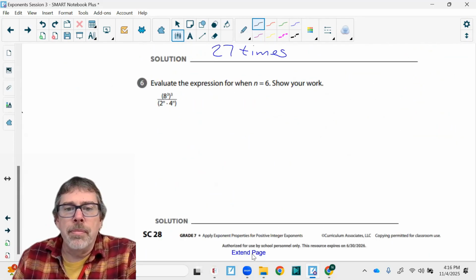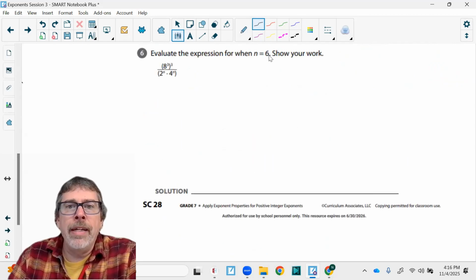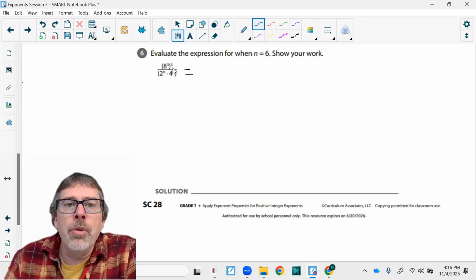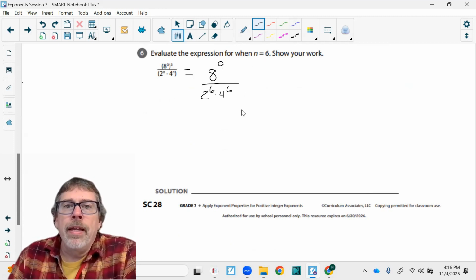Number 6, evaluate the expression for when n equals 6. So this is a substitution problem. So this is going to equal 8 to the 3 to the 3, which is 8 to the 3 times 3, which is 8 to the 9, over 2 to the 6 times 4 to the 6. So all I did was replace these n's with 6. Okay, and they want us to find the value of this.